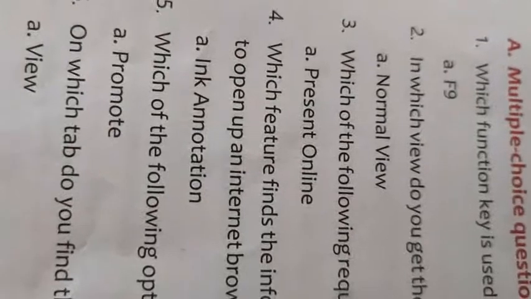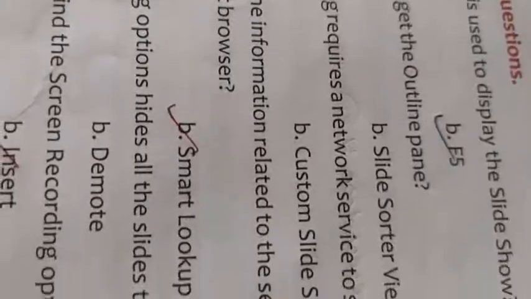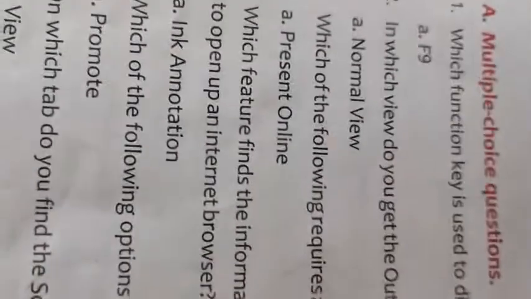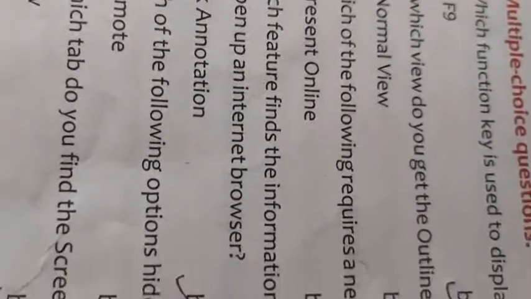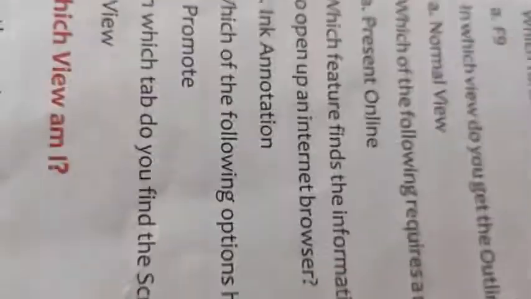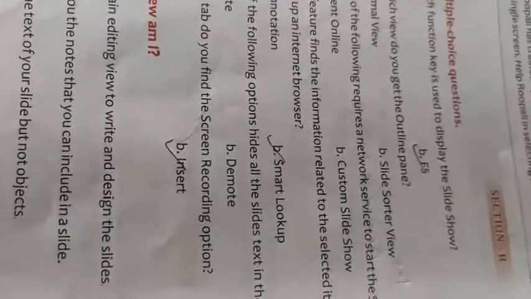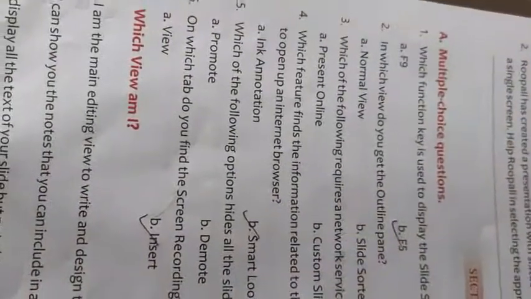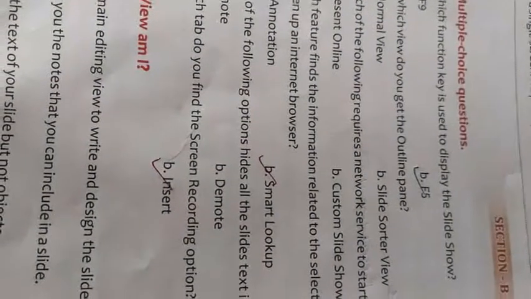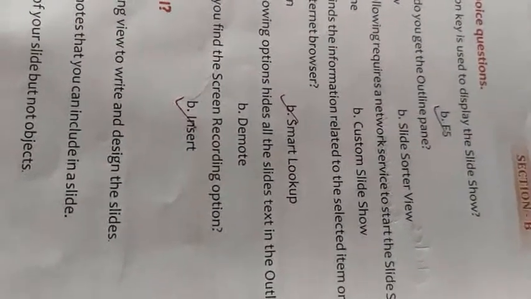And which of the following requires a network service to start the slideshow? Answer is From Beginning. And which feature finds the information related to the selected item on the web without forcing the user to open an internet browser? Answer is Smart Lookup. And which of the following options hides all the slides next to the outline view? Collapse All. And last, on which tab do you find the screen recording options?